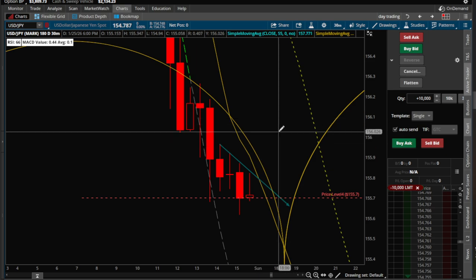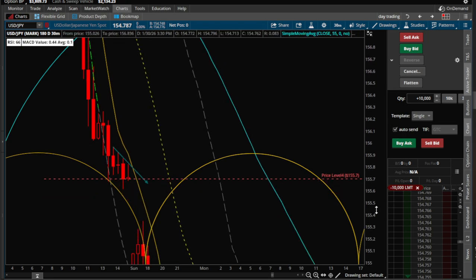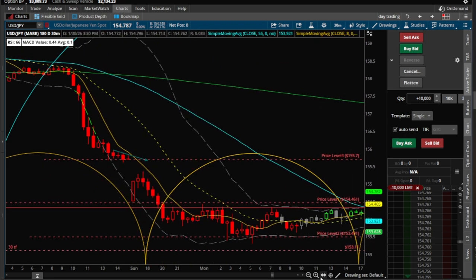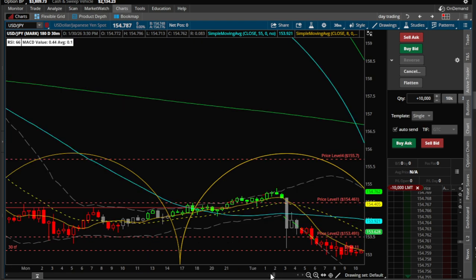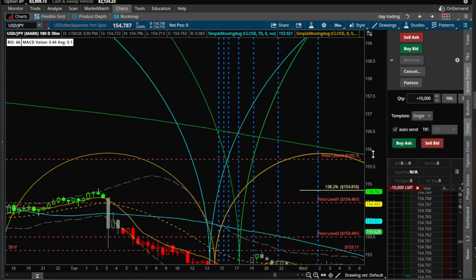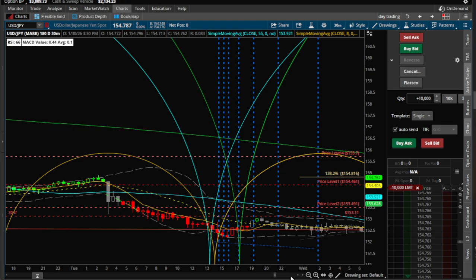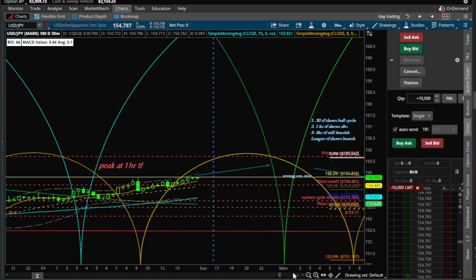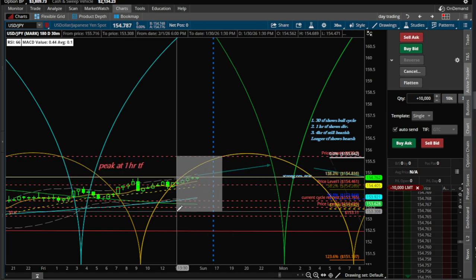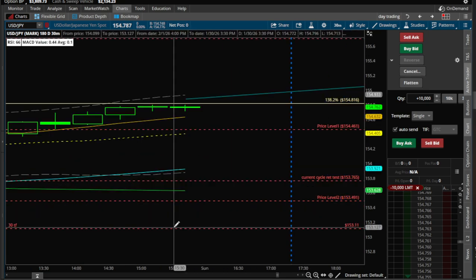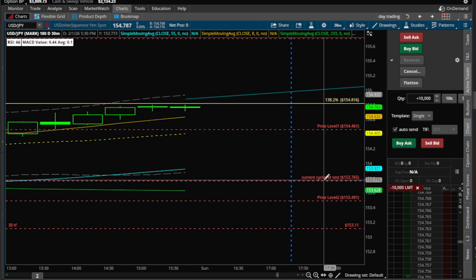Okay. So let's then set up a stop loss. I didn't really plan on doing this, but I'll go ahead and do it real quick, and then we will end the video there. So on the 30-minute time frame, we want to come to this current cycle retest at 153.7.